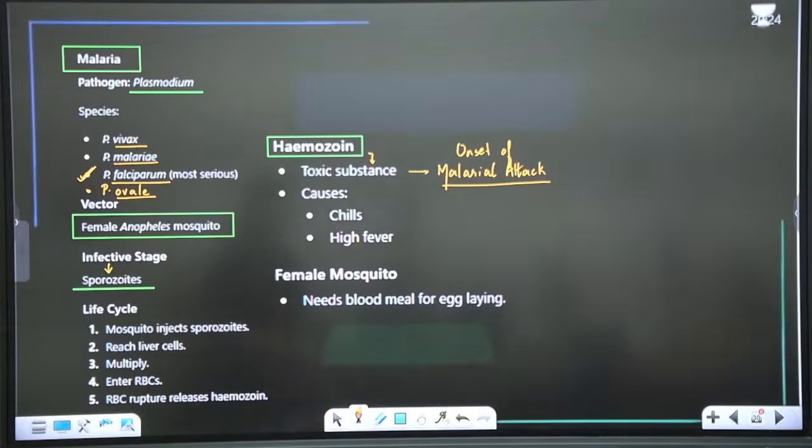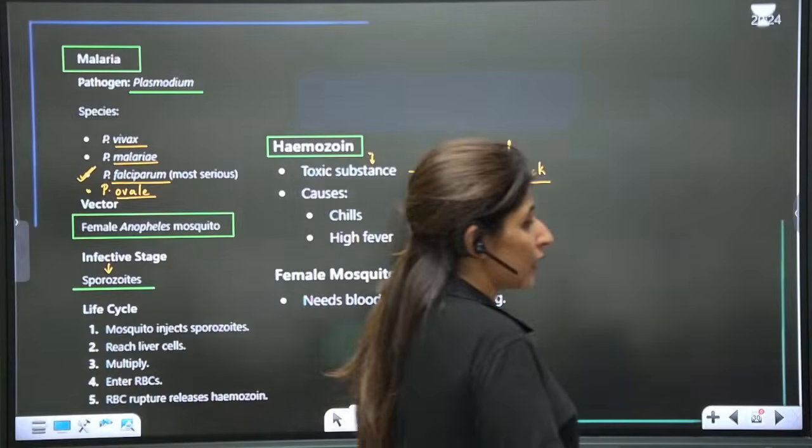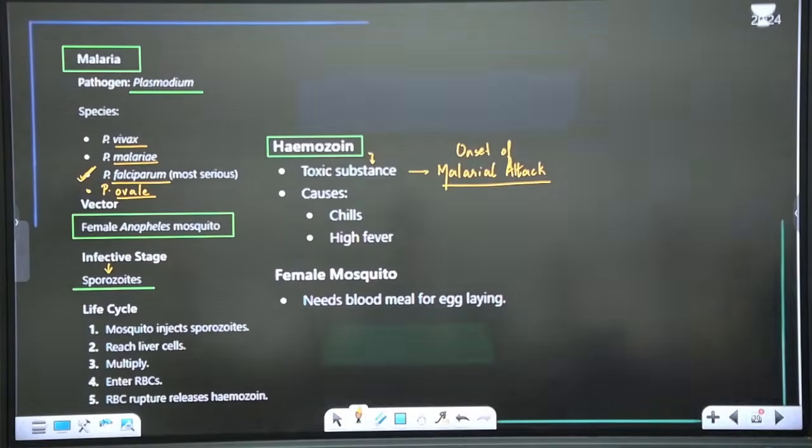Are these points clear to everyone? Yes? Are we clear, guys? Please let me know. Yes?